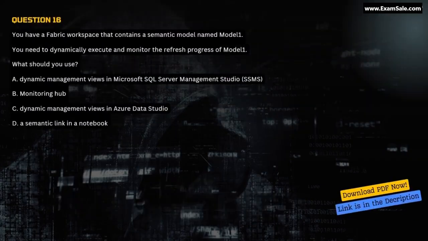Question 16. You have a Fabric workspace that contains a semantic model named Model 1. You need to dynamically execute and monitor the refresh progress of Model 1. What should you use? A. Dynamic Management Views in Microsoft SQL Server Management Studio, SSMS. B. Monitoring Hub. C. Dynamic Management Views in Azure Data Studio. D. A semantic link in a notebook.